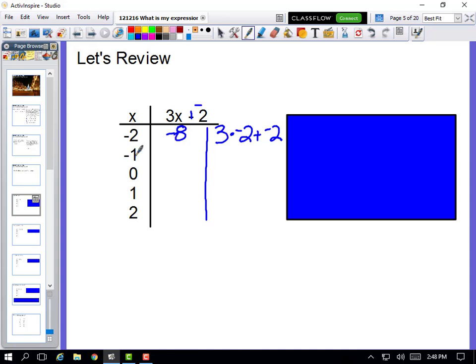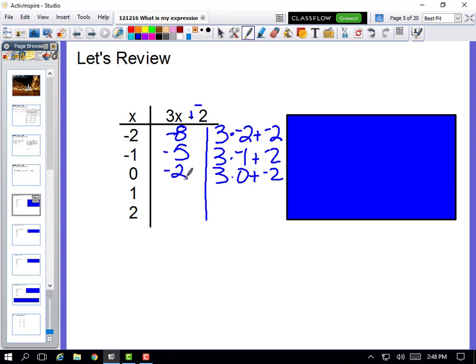Now our x value changes. So we now have 3 times negative 1 plus negative 2. So 3 times negative 1 gives us negative 3, plus negative 2 gives us a negative 5. Now our last value that we're going to evaluate is 0. So we have 3 times 0, which is 0, plus negative 2 gives us a negative 2.